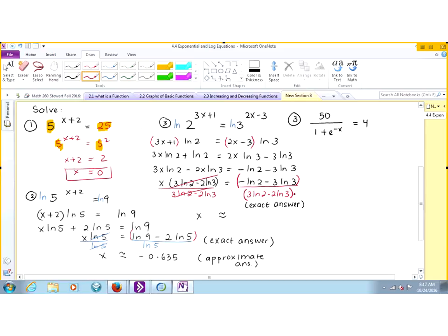What's your answer? Approximate answer? That's right. 33.867. Yes? So this is your approximate answer. So which one do we want to use? In the exam, I would need both.